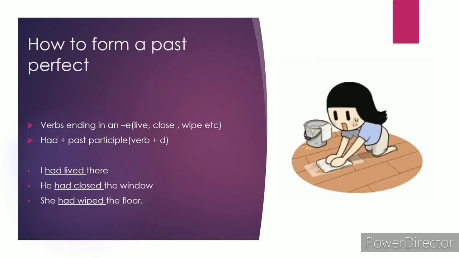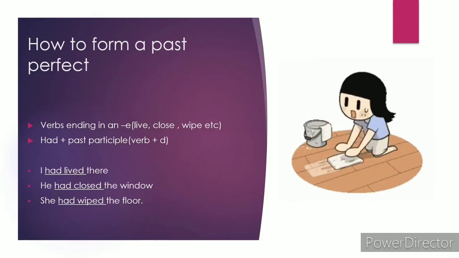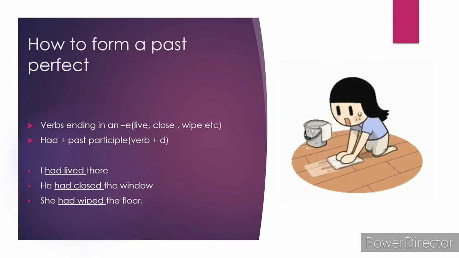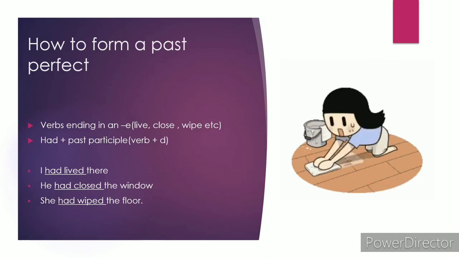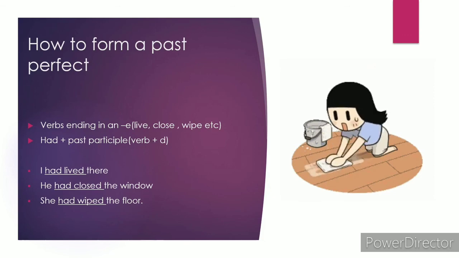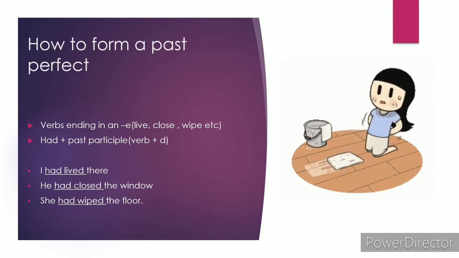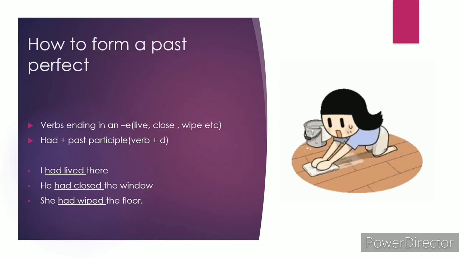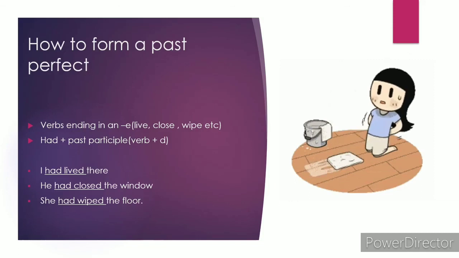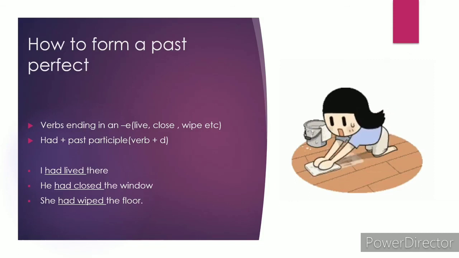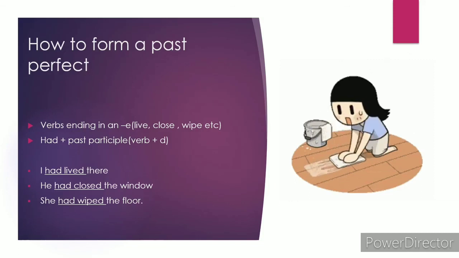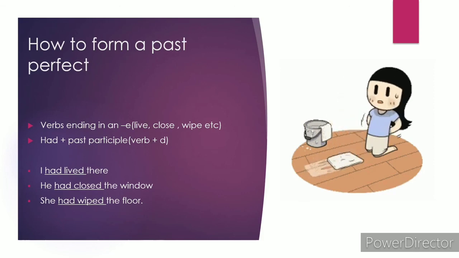Now let us see how to form a past perfect tense with words ending in an E. Had plus past participle, that is, verb plus D. Examples, I had lived there. He had closed the window. She had wiped the floor.